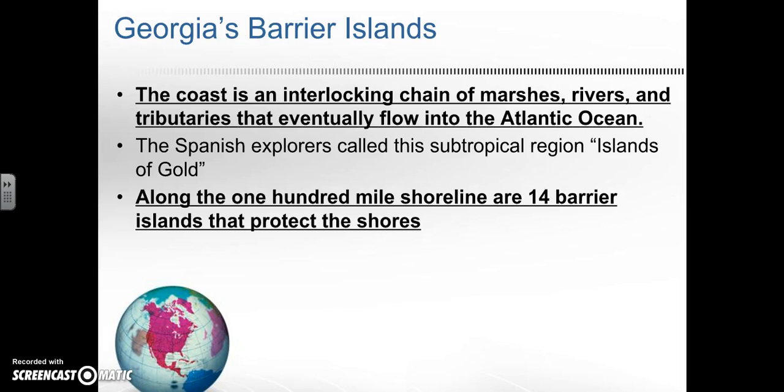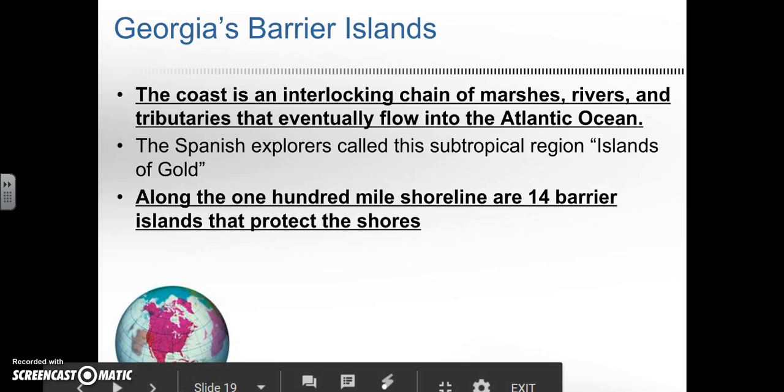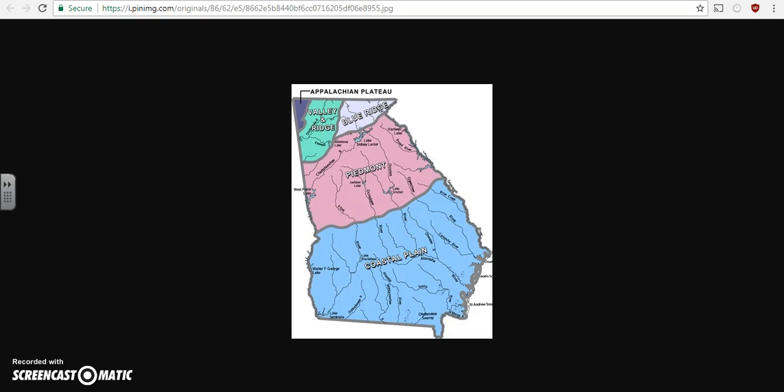We talked about the barrier islands. There are 14 barrier islands that protect the shores from erosion and winds, storms, all of these things. That is the importance of the barrier islands. So when we look at a map of Georgia, we see the Appalachian Plateau, Ridge and Valley, Blue Ridge, Piedmont, and Coastal Plain.